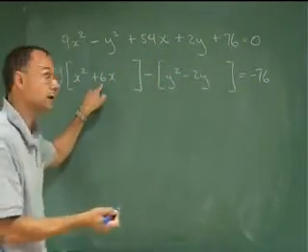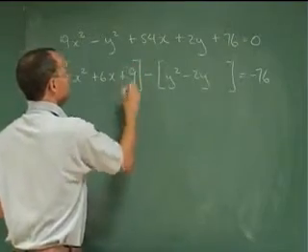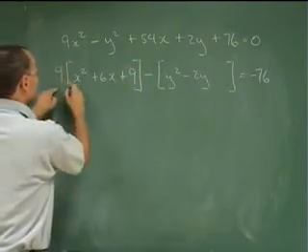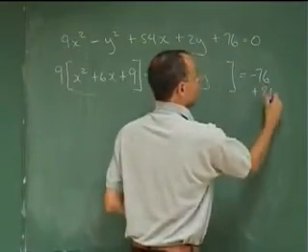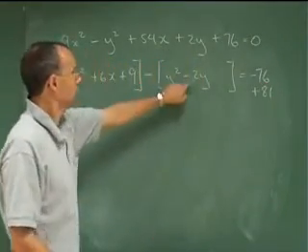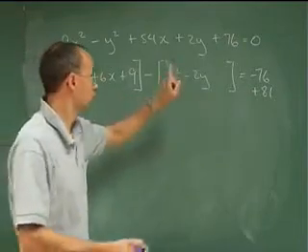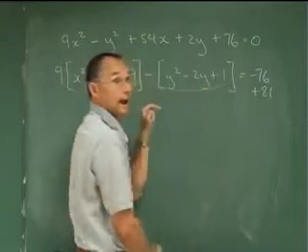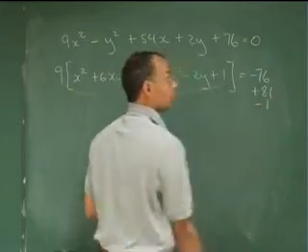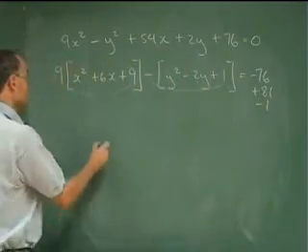Half of 6 is 3, squared is 9. But I actually brought in positive 81, so I got to do that over here, plus 81. Here I have half of 2 is 1, squared is 1. But I actually brought in -1, so I've got to bring in -1 over there. So let's see what we have now.